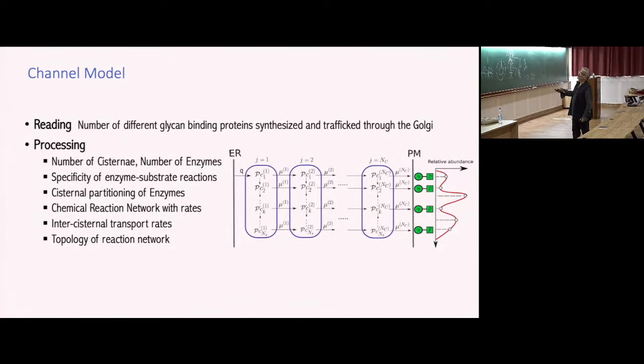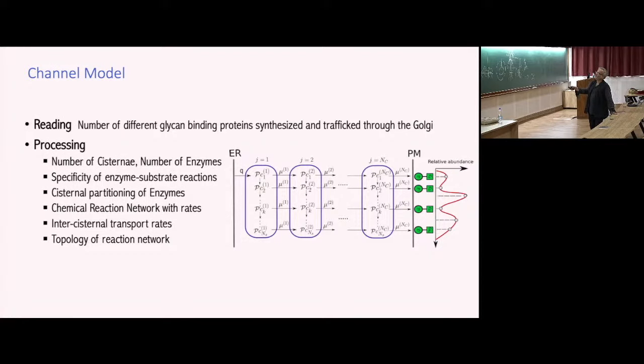This is what we talked about. It turns out that around 1/3 of the proteins that are made in the cell are synthesized in the ER, and around 70% of those proteins are trafficked through the Golgi. So it's quite a high number of different kinds of proteins that are trafficked, and they will all be these different glycan binding proteins. Obviously complicated. The processing steps involve the following features.